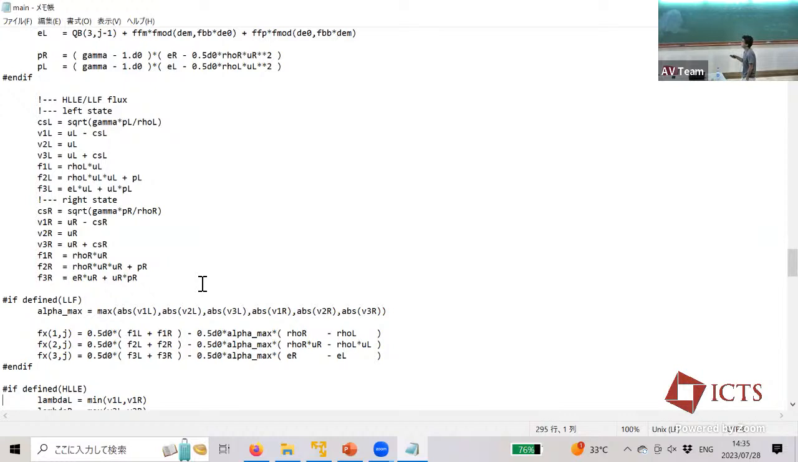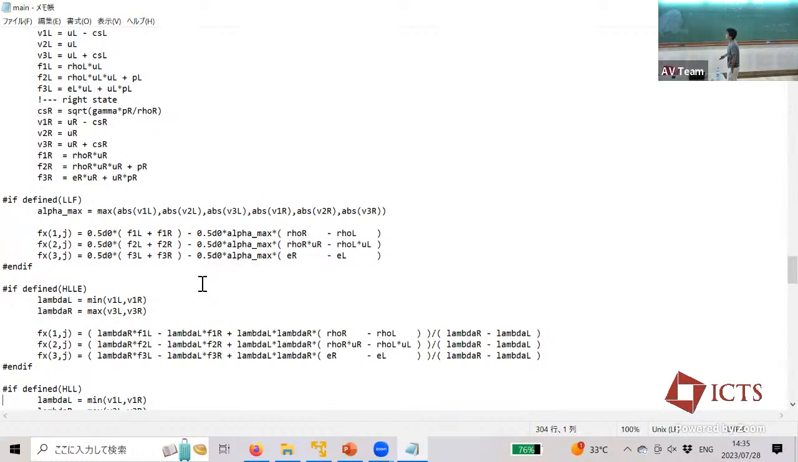The simplest way to estimate the numerical flux is the local Lax-Friedrichs, or LLF, numerical flux. In this scheme, you only need the absolute value of the maximum characteristic speed: by taking V1, V2, V3 on the left and V1, V2, V3 on the right, taking the absolute values, and sorting out the maximum value. Then the numerical flux is just given by the arithmetic average of the physical flux in the left and the right state.